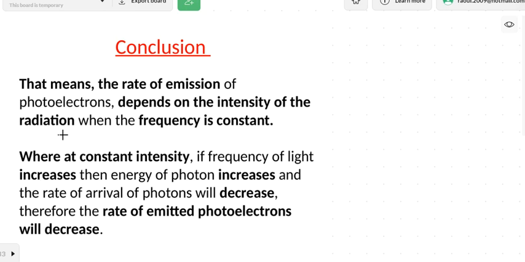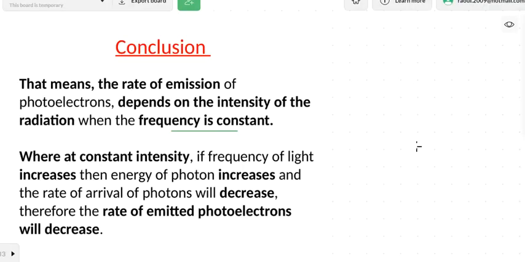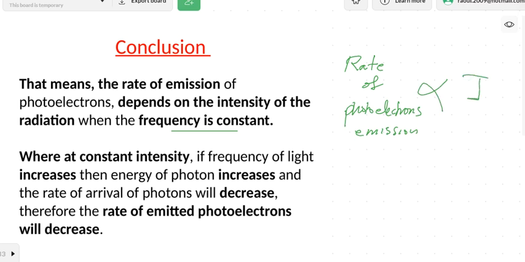So the conclusion here, let me read the conclusion, because there is one little idea more in the second part. The conclusion that we read together means that the rate of emission of photoelectrons depends on the intensity of radiation, of course when the frequency is constant, we are not changing the frequency. So this shows me that the rate of photoelectron emission is directly proportional to intensity. Okay, this is the summary of what's written here.